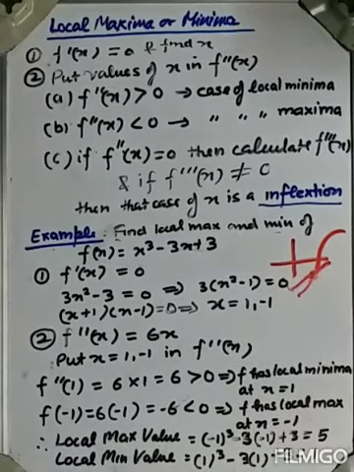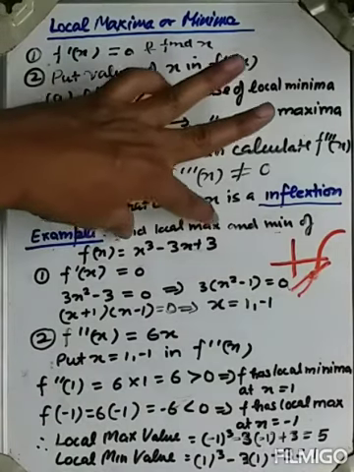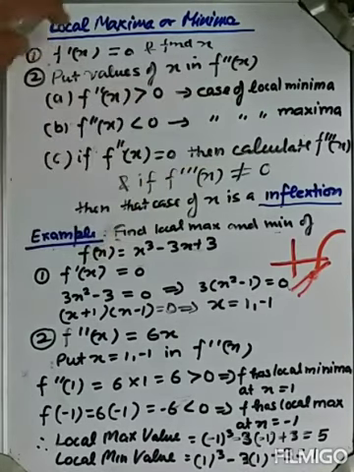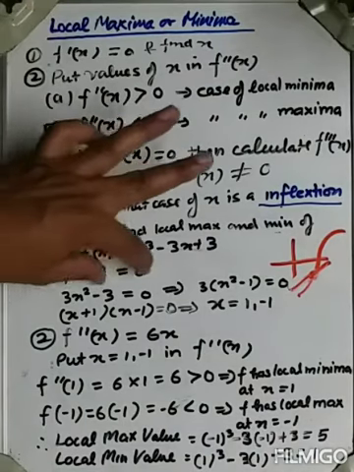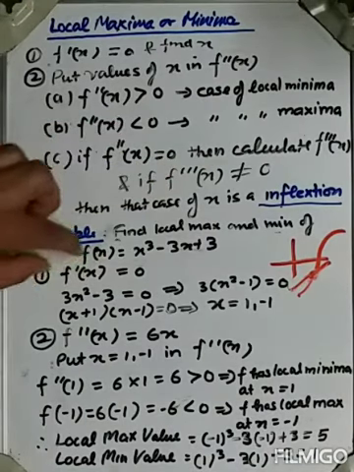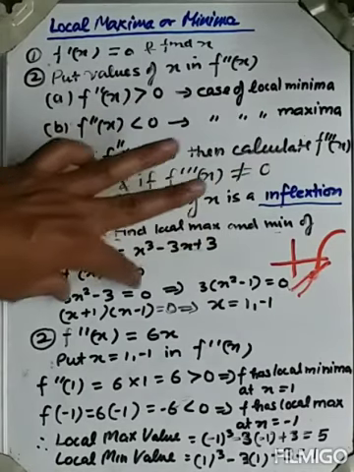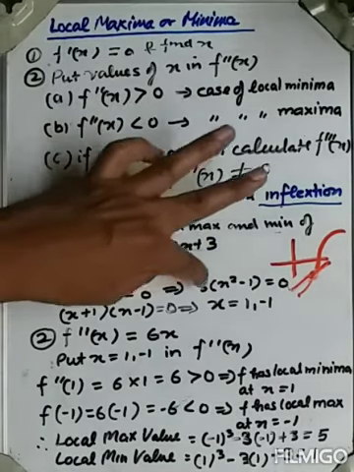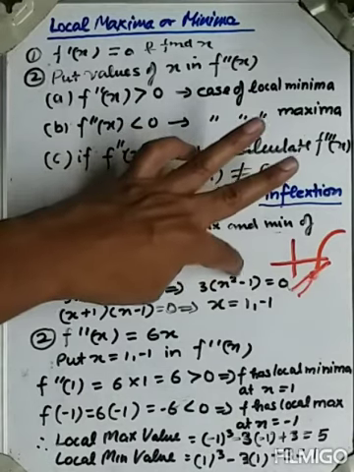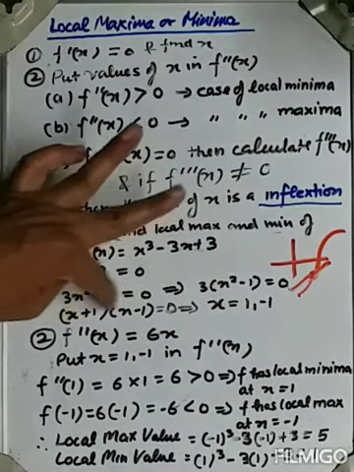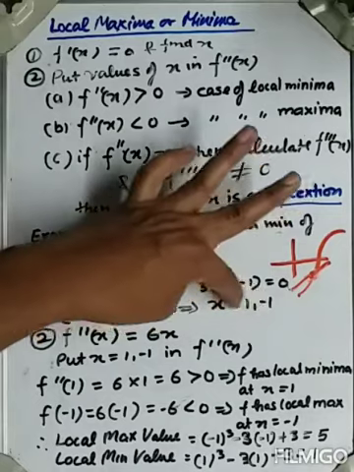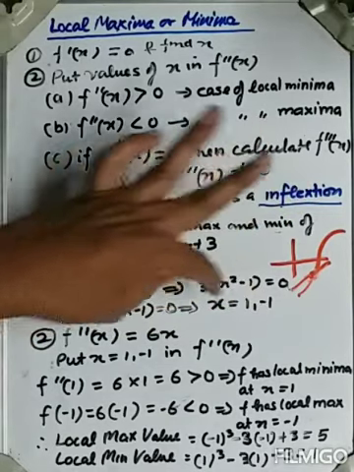Neither maxima nor minima. Let us discuss with the help of an example. Suppose this is the function. First step, f dash x equals 0. Differentiating this, we have got 3x square minus 3 equals 0. Take out 3 as common. Factorize this: x plus 1, x minus 1. So we have got two values, x equals 1 and x equals minus 1. They are called the turning points.